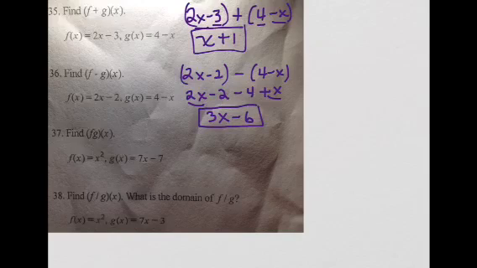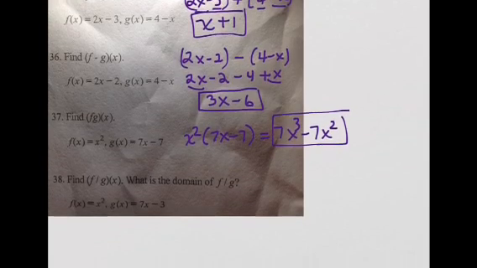For 37, we're multiplying. So f of x is x squared and g of x is 7x minus 7. So you just distribute the x squared. So that's going to give you 7x cubed minus 7x squared.